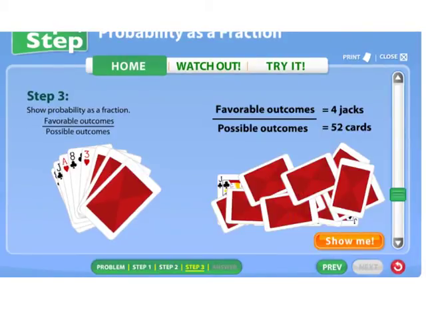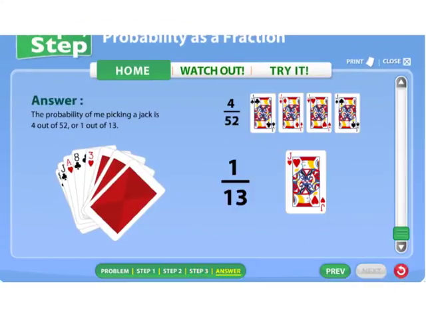Probability can be expressed as a fraction. Place the number of favorable outcomes over the total possible outcomes. So our fraction is 4 favorable outcomes, me picking out a jack, over 52 total possible outcomes, all the cards in the deck. The probability of me picking a jack is 4 out of 52. We can reduce that to 1 out of 13. Those odds don't sound too good to me, so I think I'll pass.